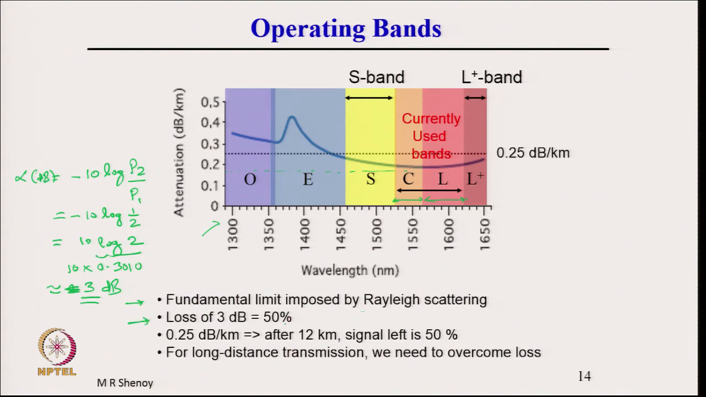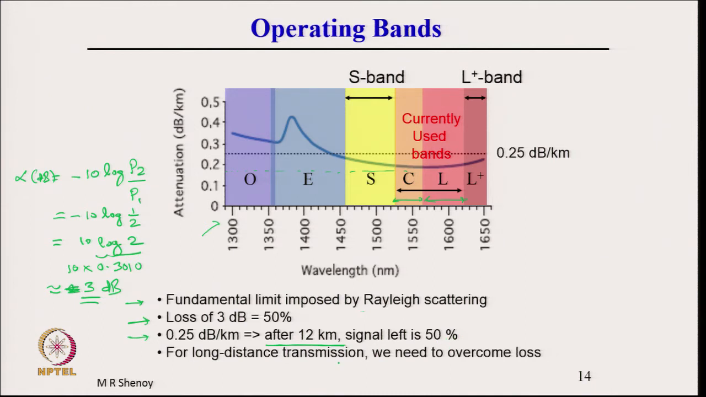Loss of 3 dB corresponds to 50% loss, and if the loss is much smaller, like 0.25 dB per kilometer, what it means is that for the signal to become 50% of its strength, that is to get attenuated by 50%, the signal can travel 12 kilometers. Thus, after traveling 12 kilometers, the signal will become half of what has been input at the input end.